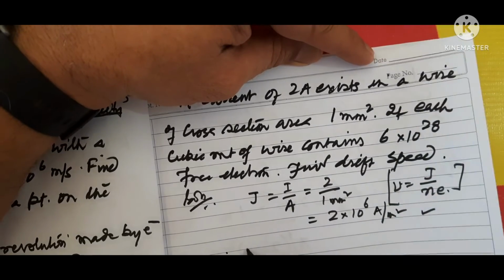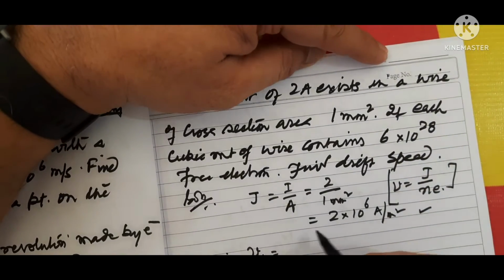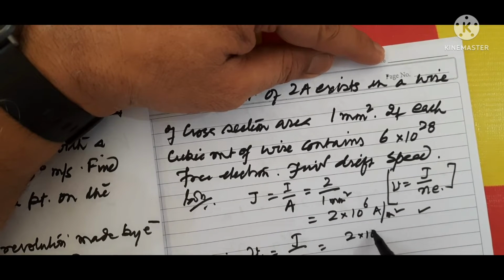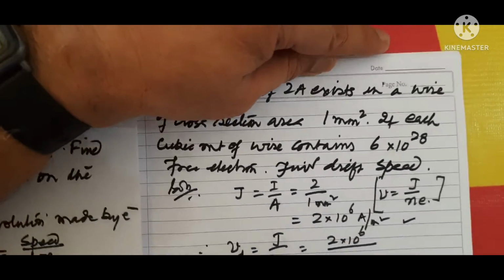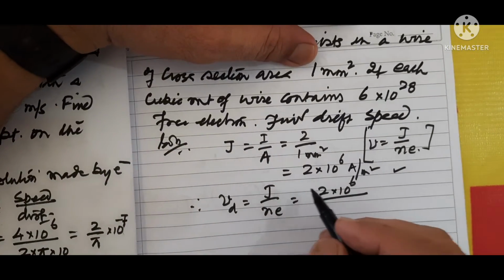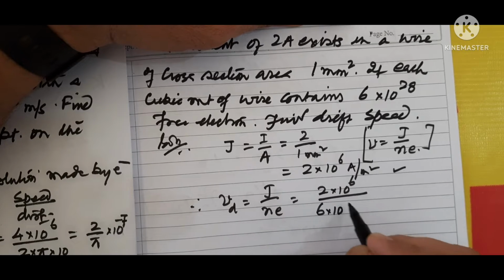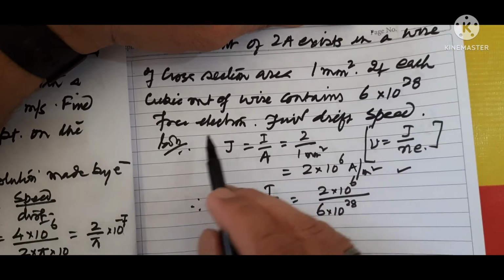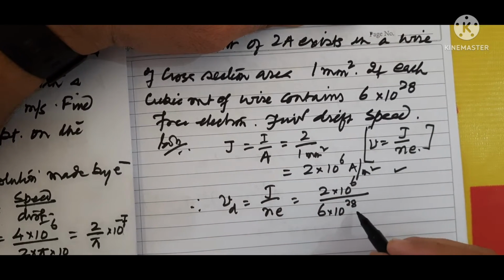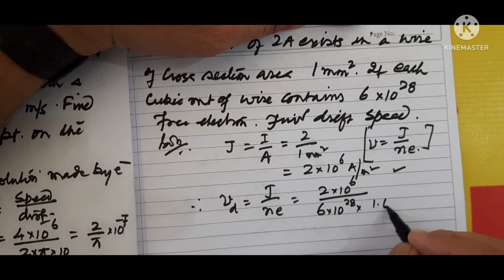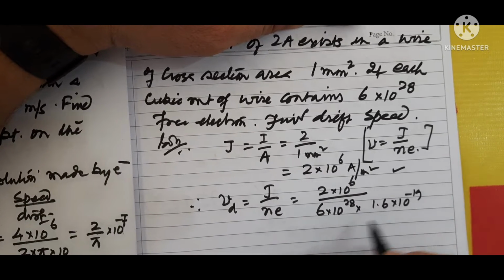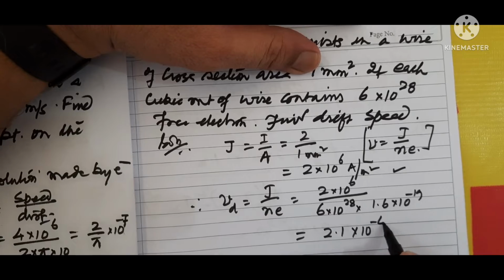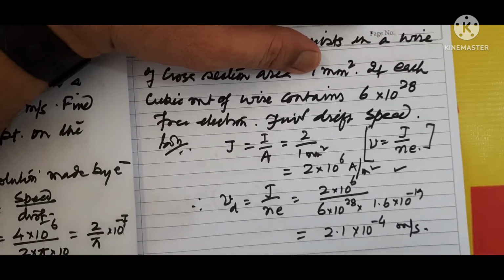We have converted millimeter into meter, so that's why it is like that, J. So therefore drift velocity or drift speed is equal to J by NE, 2 into 10 to the power 6 by N, which is given as 6 into 10 to the power 28, that is, each cubic meter of wire contains this many free electrons, into E. E means 1.6 into 10 to the power minus 19. If you calculate, you will get 2.1 into 10 to the power minus 4 meter per second. That is your answer.